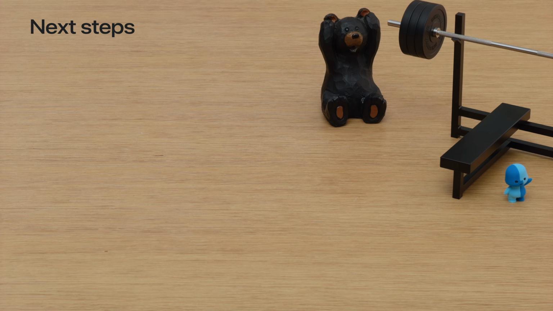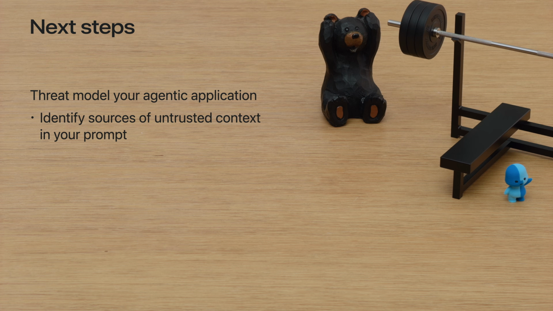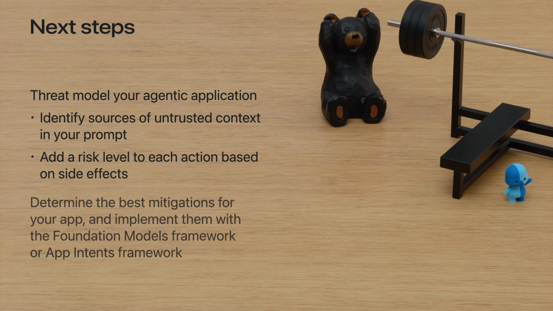To summarize, the next steps for your agentic application consist of coming up with a threat model, which requires finding sources of untrusted context in your prompt, and then determining the risk level for each action based on its side effects. With Akshay's guidance, you have some stepping stones on how you can implement the best mitigations for your app using the Foundation Models framework and the App Intents framework. Now let's raise the bar and promptly inject your defenses.